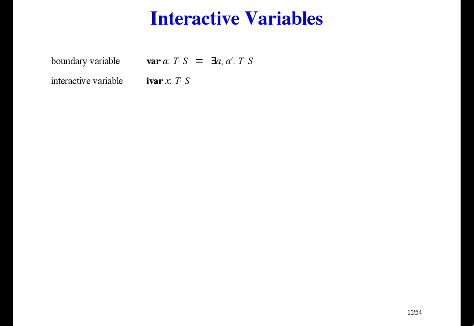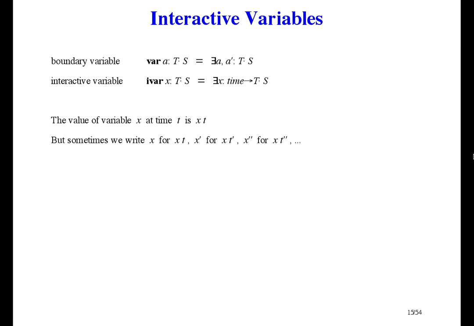A declaration for an interactive variable looks like this, and in the usual binary expression notation, it is this. X is a function from time to some type. The value of variable x at time t is x of t. X is a function of time, but sometimes we just write x when we mean x of t, or we write x prime when we mean x of t prime, the value of x at the final time, and similarly for any other number of primes.